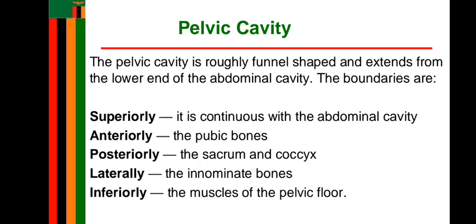Then we have the pelvic cavity. The pelvic cavity is roughly funnel-shaped and extends from the lower end of the abdominal cavity. Its boundaries: superiorly, it is continuous with the abdominal cavity. Anteriorly, it is the pubic bone. Posteriorly, it is the sacrum as well as the coccyx. Laterally, we have the innominate bones. Inferiorly, we have muscles of the pelvis that form the pelvic floor.